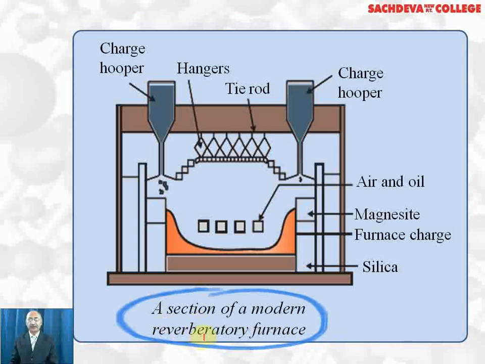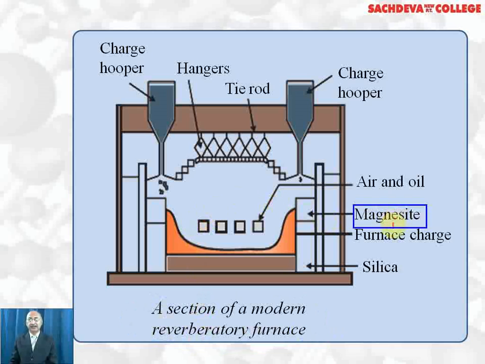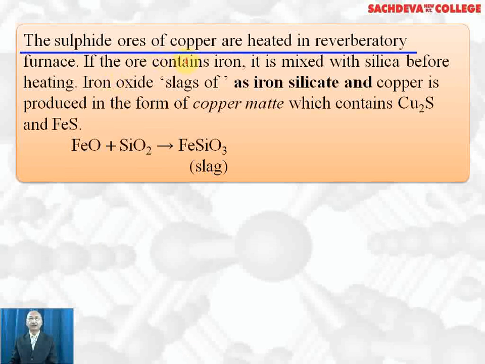This is a reverberatory furnace in which we carry out roasting. Here we have a magnesite lining, and silica is used in the furnace charge, which can withstand high temperature. This is the charge hopper in which ore is added. These are tie rods, hangers. This is also a charge hopper from which ore is added. So here we maintain high temperature so that sulphide ores get converted into oxide ore, and further their reduction can also be carried on. The sulphide ores of copper are heated in the reverberatory furnace.